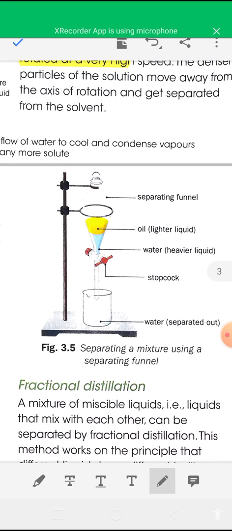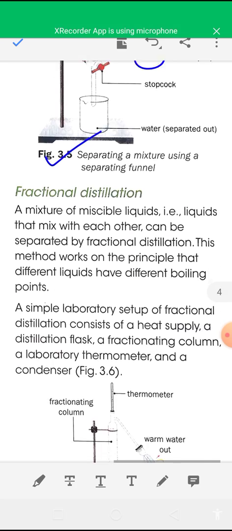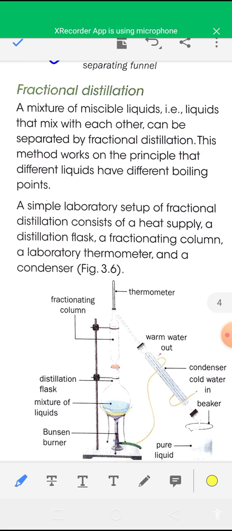Here, this is the method of separating funnel. Okay, separation of oil from water using separating funnel. Next method is fractional distillation. What is fractional distillation, and what is the use of fractional distillation?